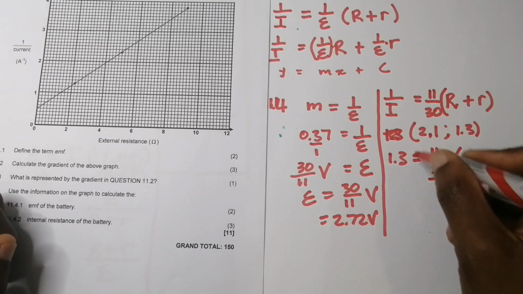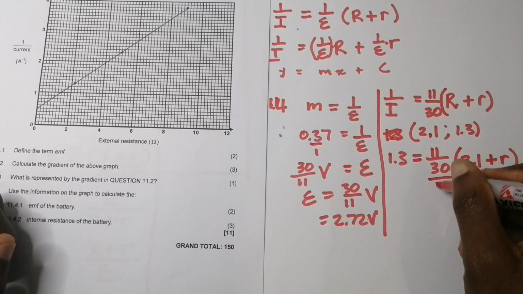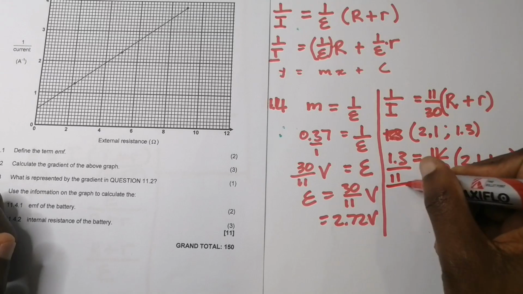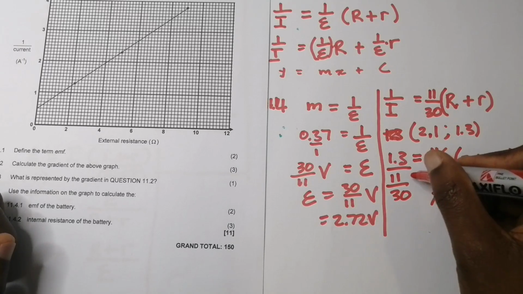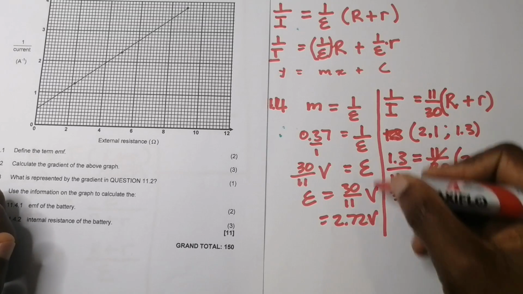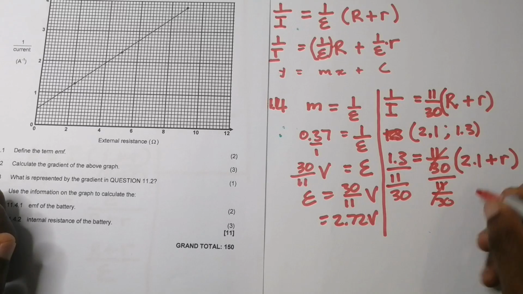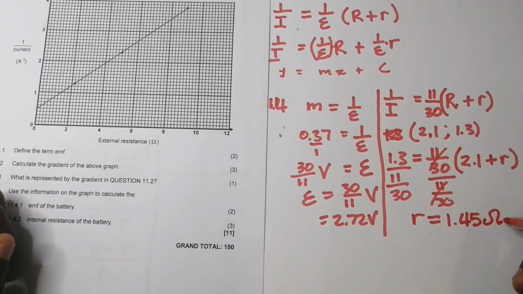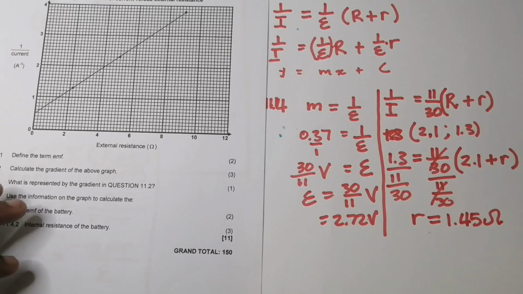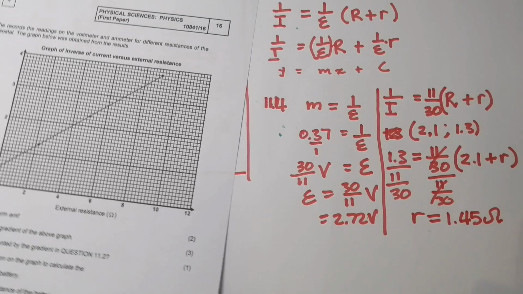What you do on the left, you do on the right. So you divide by 11 over 30 here, so that this cancels that, and you get a value there. Then whatever value you get on that side, you subtract 2.1, and that would give you an R value of 1.45 ohms. Essentially that is how the cookie crumbles, ladies and gents. I hope you really understood that question.